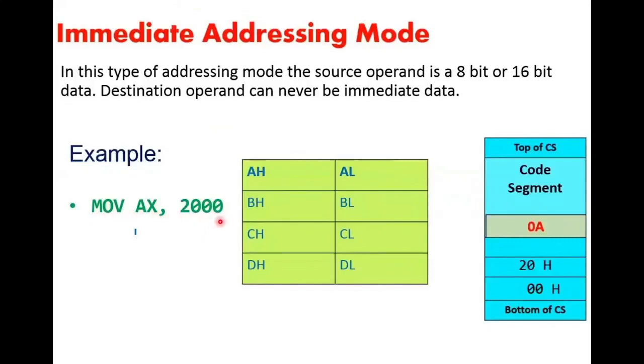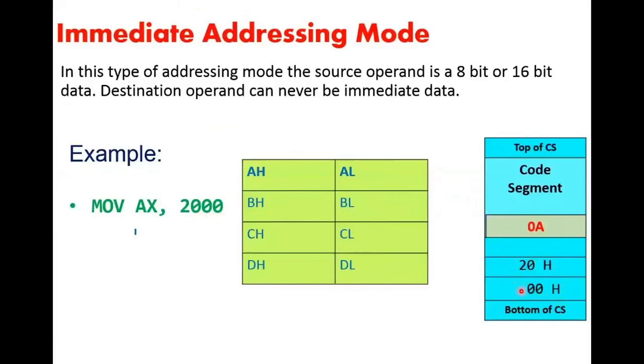According to this instruction, what are we going to perform? We are going to copy this 2000 into this AX register. AX is nothing but a combination of AL and AH. AL stores the lower byte, that is 00. AH stores the higher byte, that is 20. This 2000 is somewhere in the external memory here.